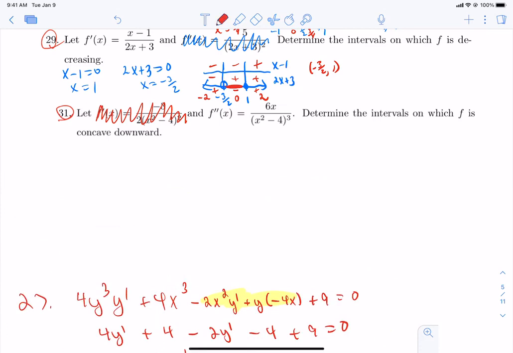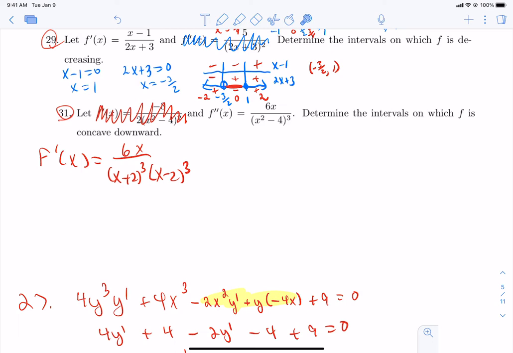So for 31, it is concave down where the second derivative is negative. So we have to do the same exact thing, a plus or minus chart. Now, it's not fully in factored form, so let's get it in factored form. This is technically 6x over (x plus 2) cubed and (x minus 2) cubed. Now, why is that? Well, x squared minus 4 is (x plus 2) times (x minus 2), and there's 3 of each of those.